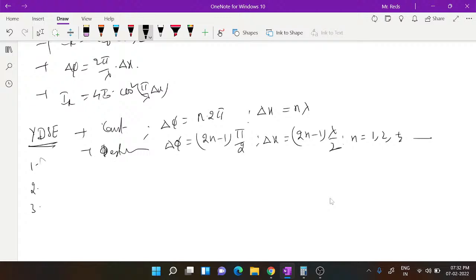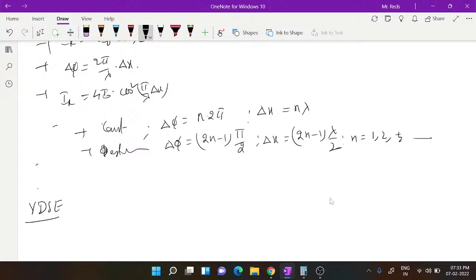Then YDSE. In YDSE, for the central and bright fringes, what is the position of the nth bright fringe? Position of the nth dark fringe. This point, by using this, you have to do. Then you have to write YDSE.